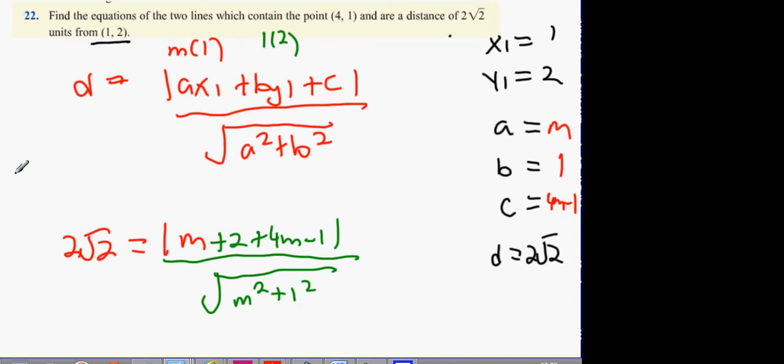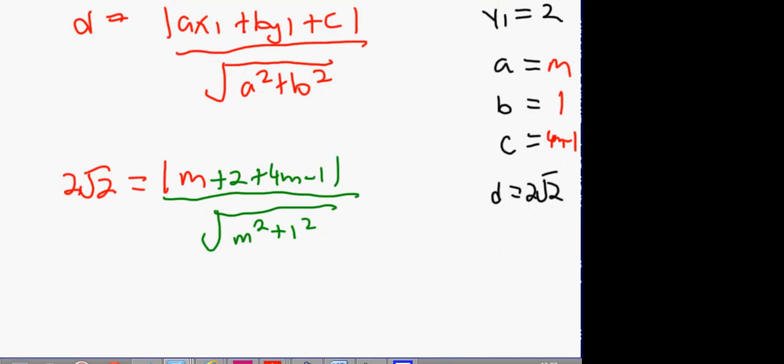Alright, let's do this now, okay? What we're going to do next is tidy up this bracket here. This bracket is going to tidy up into 5m plus 1. So I'm just going to rough that out now and turn it into 5m plus 1. Now that I have that done, how do I solve this?